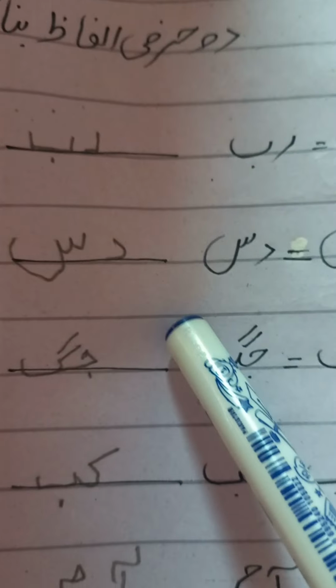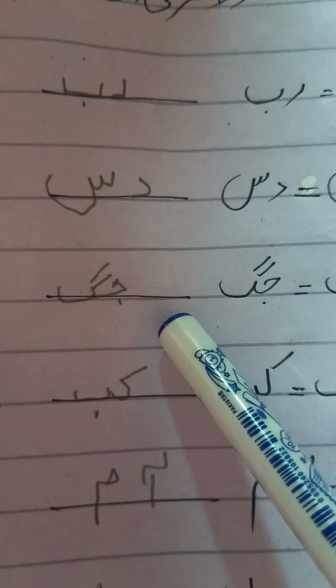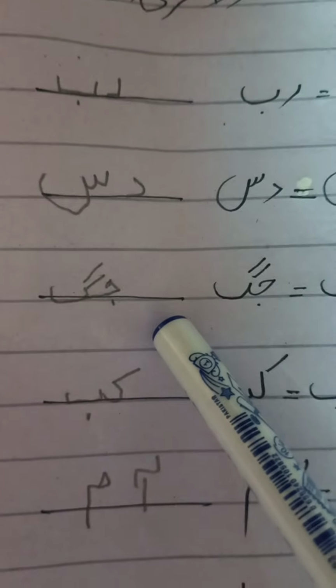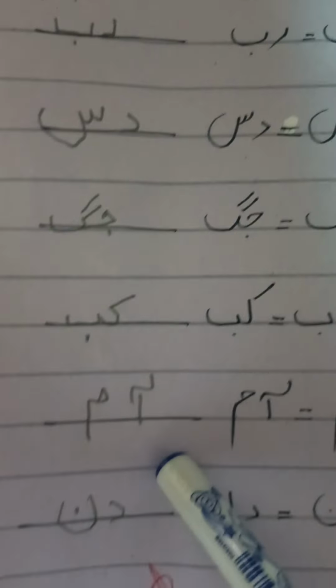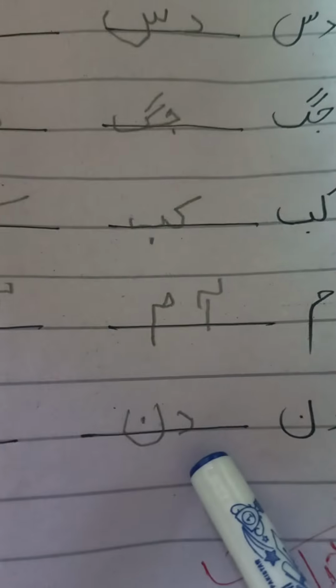In English it is God. Thus 10 jug. In English it is also jug, the thing we put water in. Kab, when. Mango. Din, day.